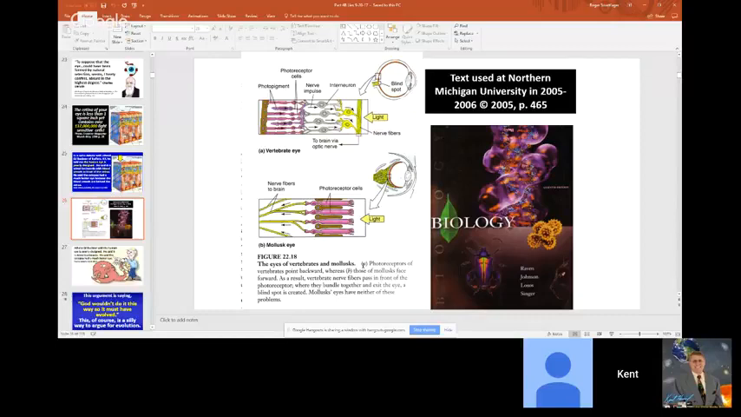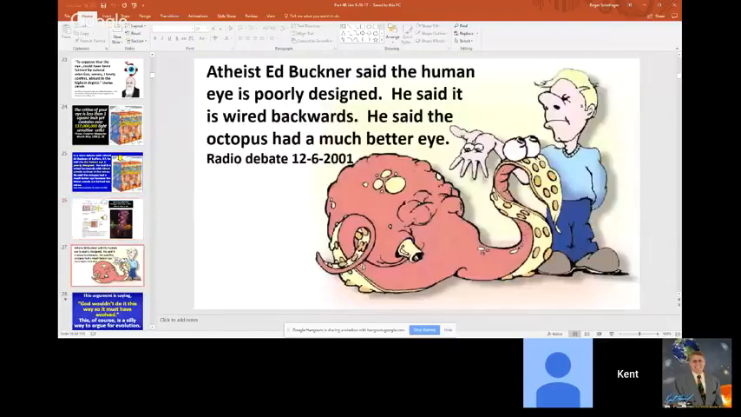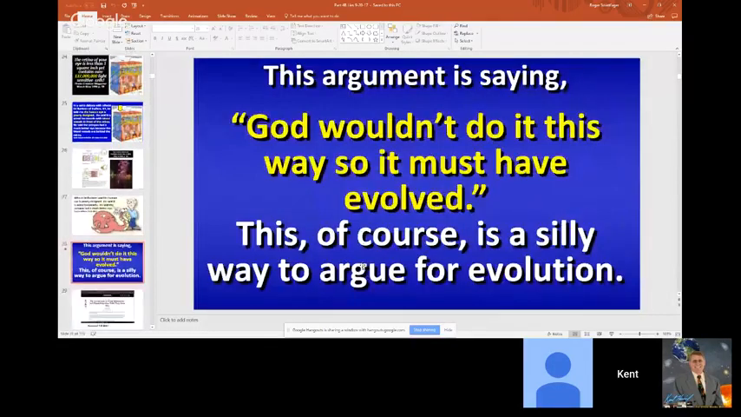Octopus live underwater, and the water filters out most of the UV light coming in, so they don't need the blood vessels in front. We live in the air, and air is not a good filter for UV light, so the blood vessels are the body's last defense against burning the light-sensitive cells. So it's again further evidence for design. If you want to swap eyes with a squid or an octopus, you go ahead, but you'll be blind in a few weeks from the UV light.